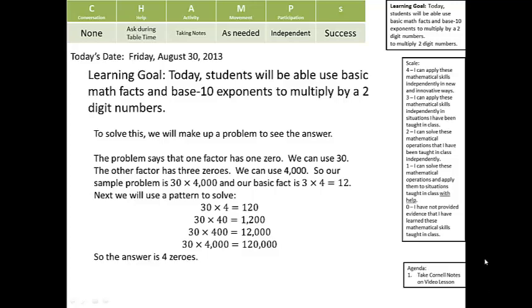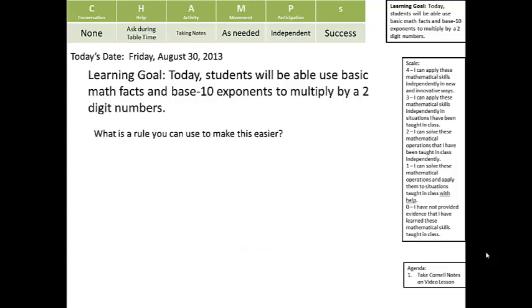So we can see that the answer is 4 zeros will be added to the basic fact of 3 times 4 equals 12. So again, we're looking for a rule or a pattern that we can use in order to solve some of these larger numbers.